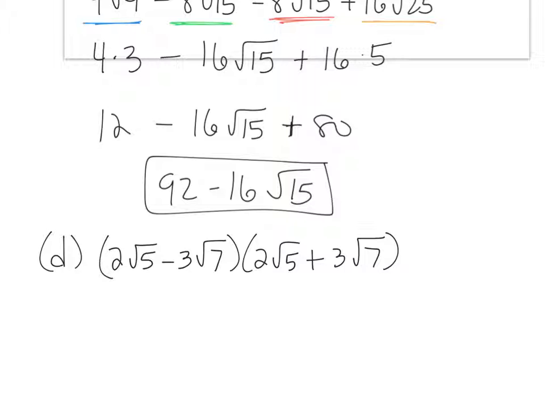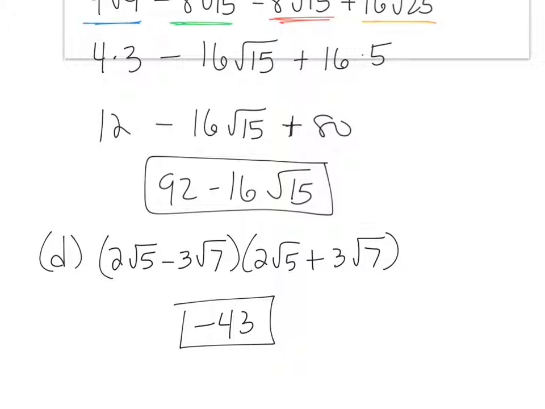Okay, your answer for this was what? Negative 43. Okay, negative 43. Again, when you multiply it all out, you get 4 root 25, and then the middle terms cancel. That's 6 root 35, negative 6 root 35. Then you get a 9 root 49, which really is 20 minus 63, giving you negative 43.